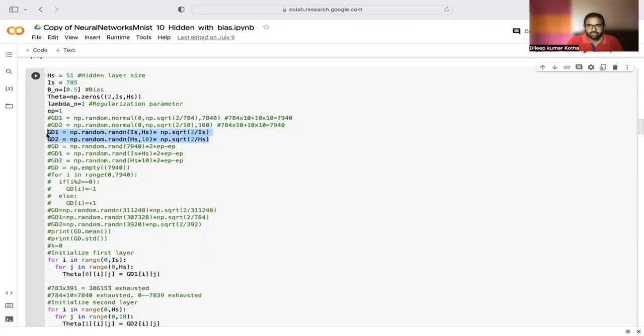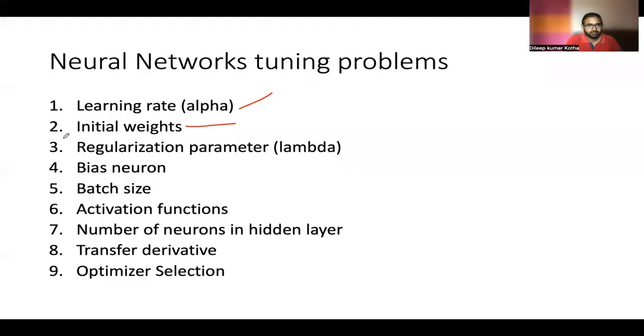So this gave me the most beautiful weights, that using backpropagation with a smaller number of iterations itself, I was able to get a very good level of accuracy. So choosing the initial parameters is also important in neural networks. So let's move on to the next problem.